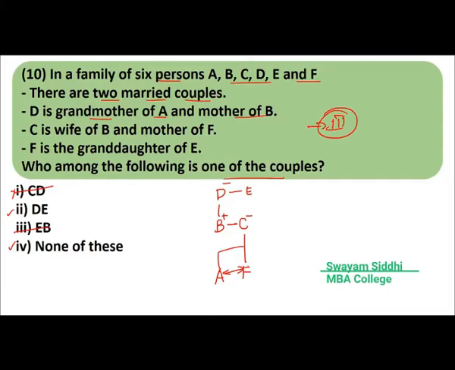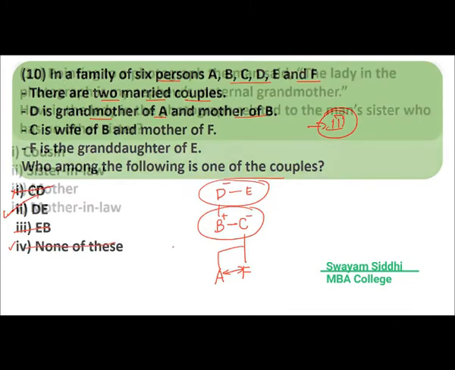Now for A and F, they have not mentioned whether they are a married couple or anything like that, so we have to take that they are not married. One married couple we know. So the other married couple has to be the grandfather and grandmother, that is D and E. So this is the answer and not this. See how easy it was.